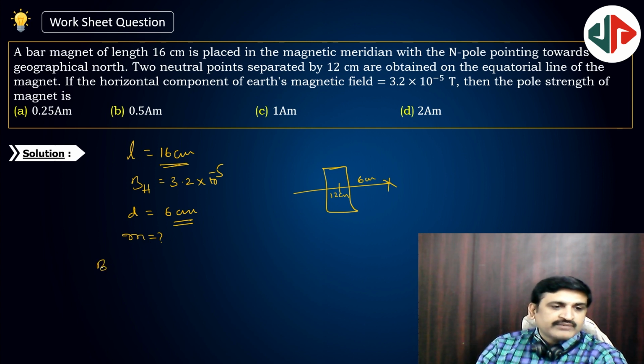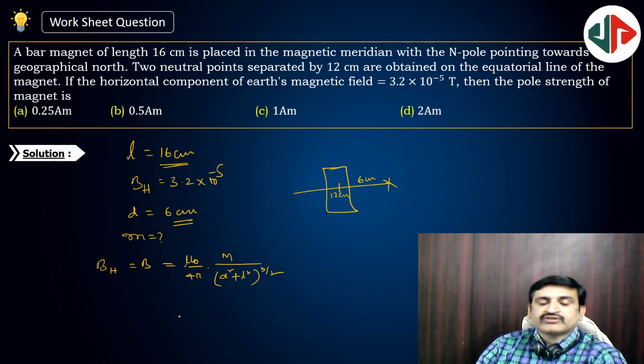Actually at the null point BH is equal to B produced by the magnet. We know B is equal to mu naught by 4 pi into, this is equatorial, so M by D square plus L square whole power 3 by 2. Basic formula you have to take, not the shortcut one. After finding M, we can go for M is equal to 2L into m. So this m we have to find out.